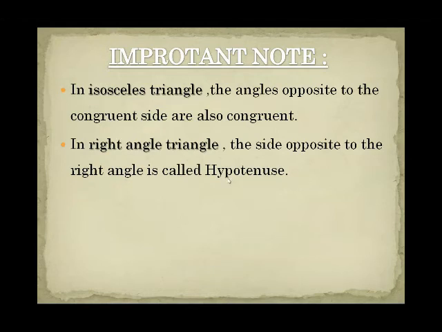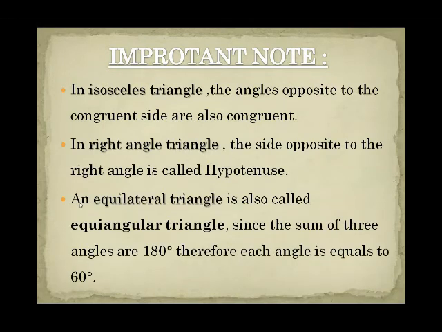Now students, in a right angle triangle, where the right angle is constructed, the side opposite to that angle is called the hypotenuse, and of the other two sides, the one along the 90 degrees line is called the base and the other side is called the altitude of the triangle.